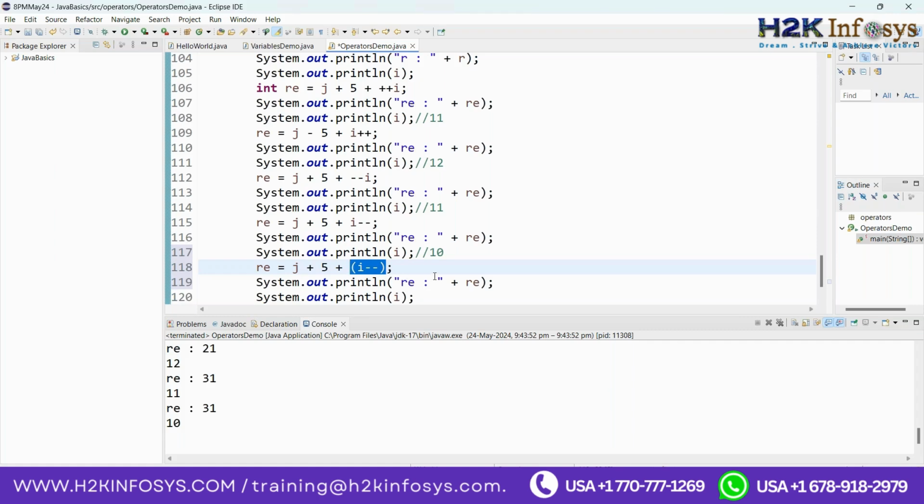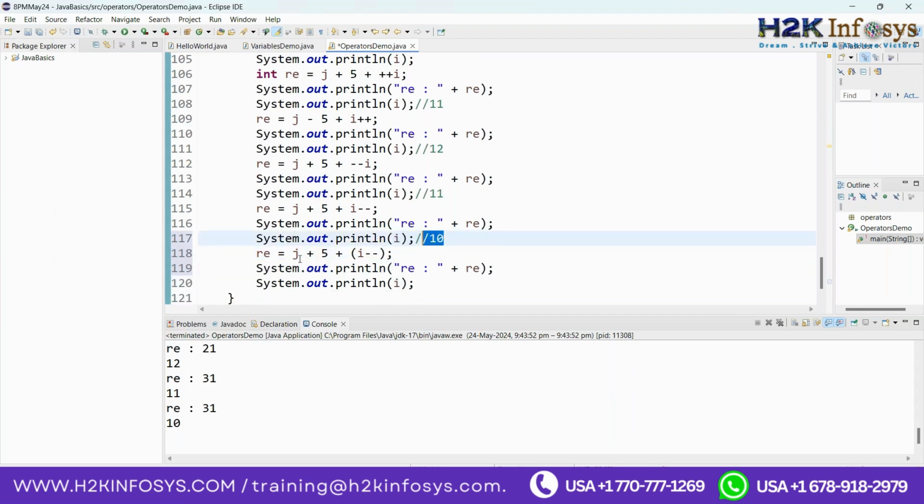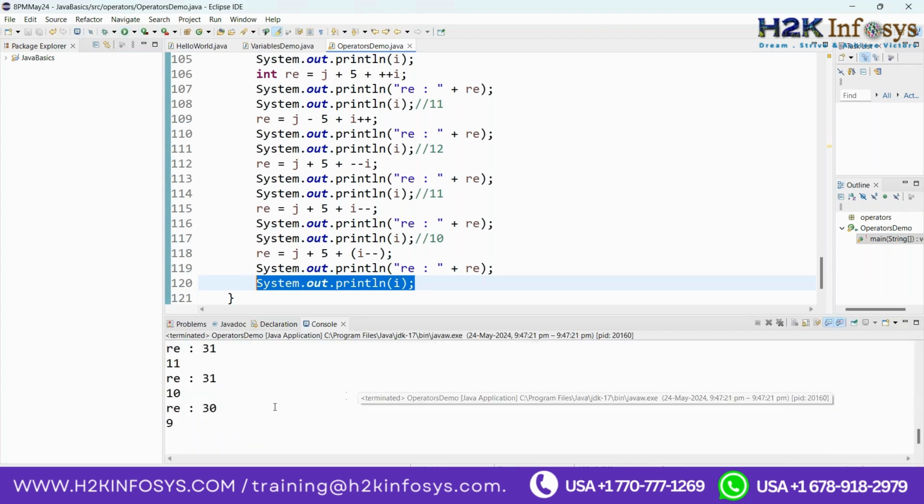So i minus 1 means i becomes 9. 10 minus 1, so i becomes 9, and 15 plus 5 is 20, 20 plus 9 is 29 it will be, and this will become 30. Oh, sorry, because of i minus minus it is 30.